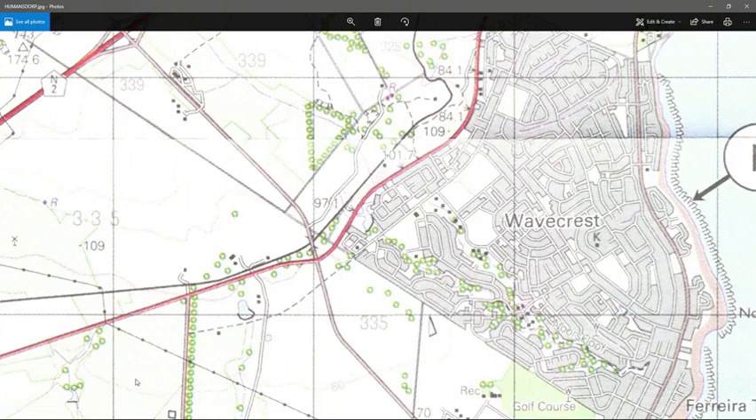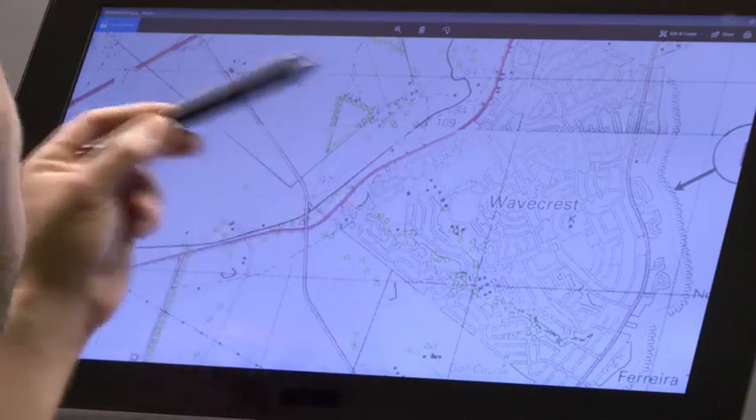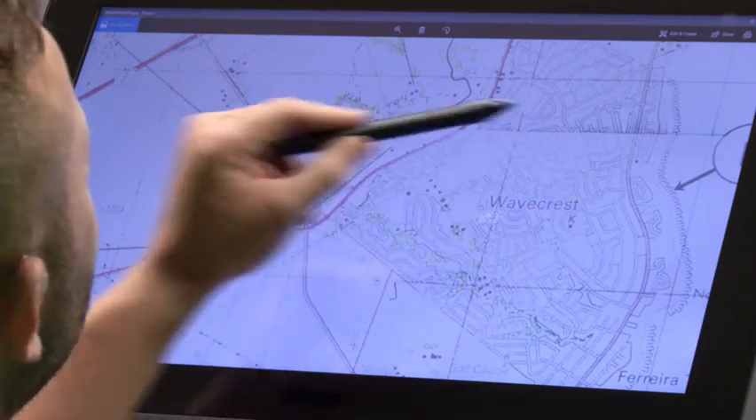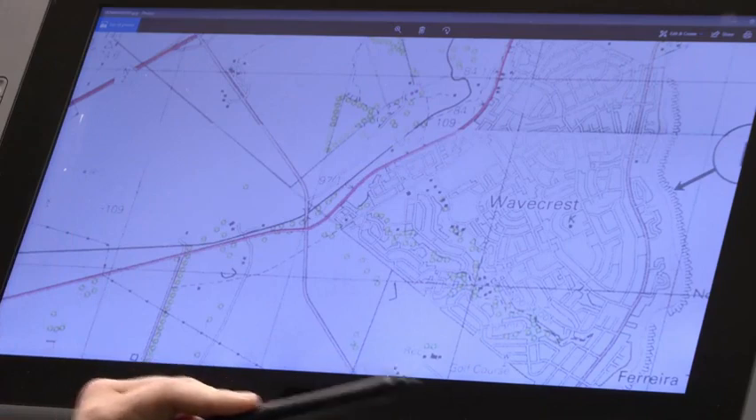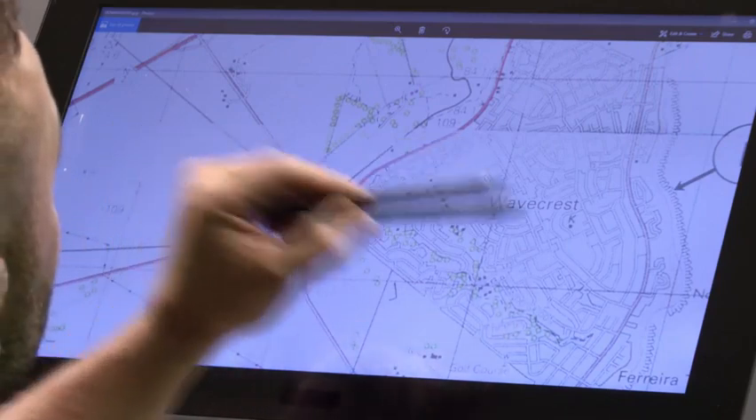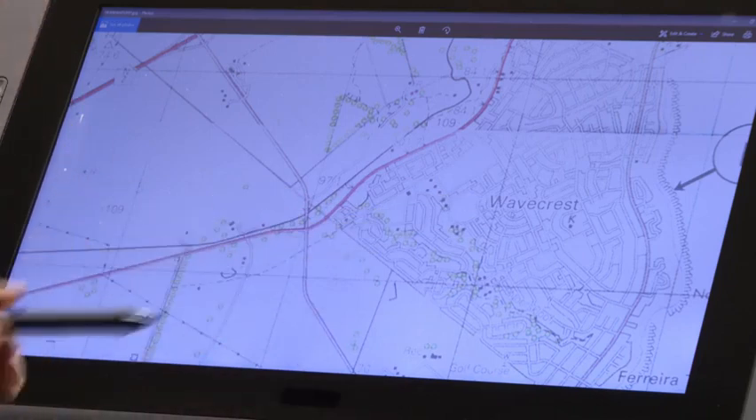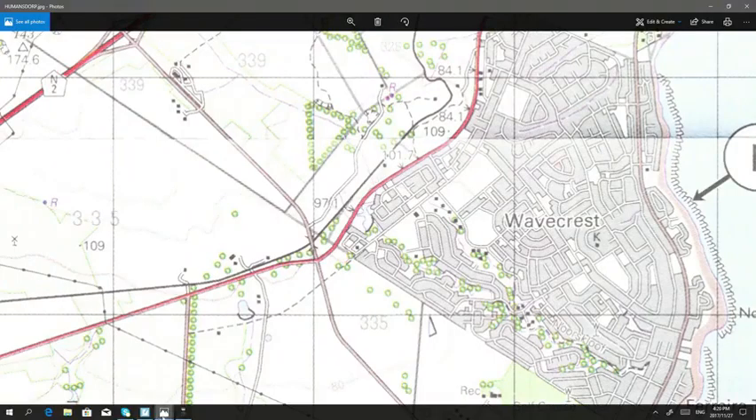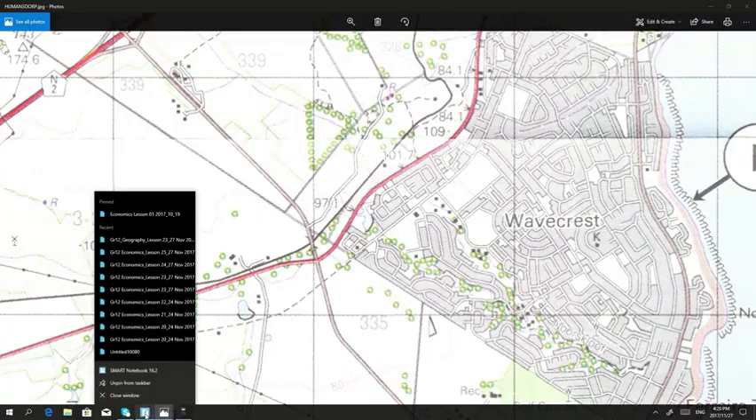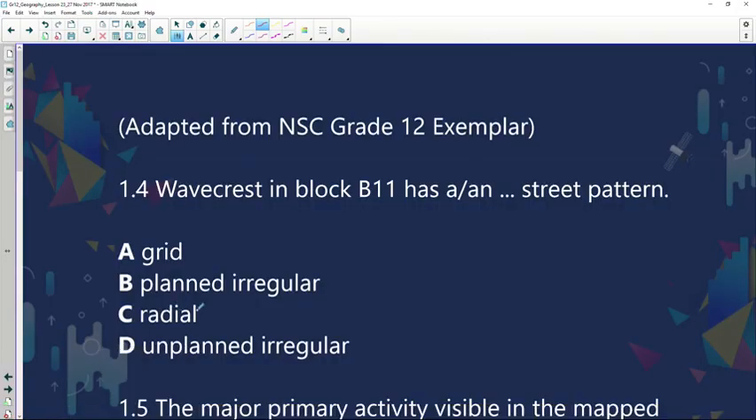pattern, something similar to this? It can cover areas that have uneven gradient. And the advantage of it as well is quite an interesting street pattern. But unfortunately, you can get lost quite easily, as you can see. So the correct answer will be planned irregular. Number B.